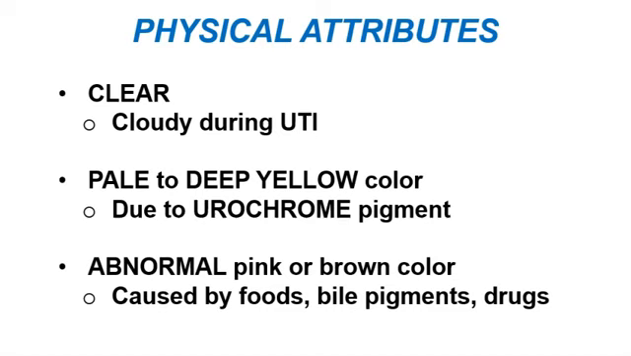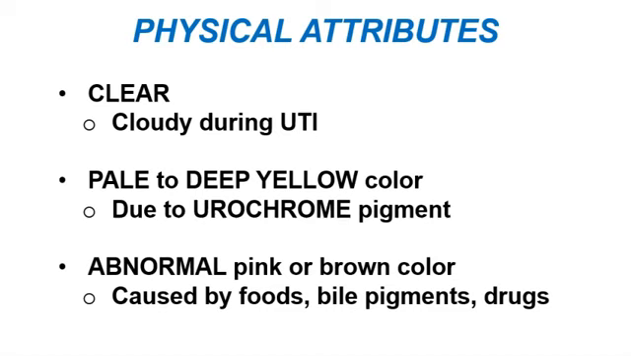So as far as physical attributes are concerned, typically healthy urine should be clear or transparent. It's only cloudy during things like urinary tract infections, and sometimes certain foods or beverages can also alter the clarity of urine. However, these changes, for the most part, are harmless. It has a pale yellow to deep yellow color due to the presence of a yellow pigment that's called urochrome, and urochrome comes from the breakdown of hemoglobin.